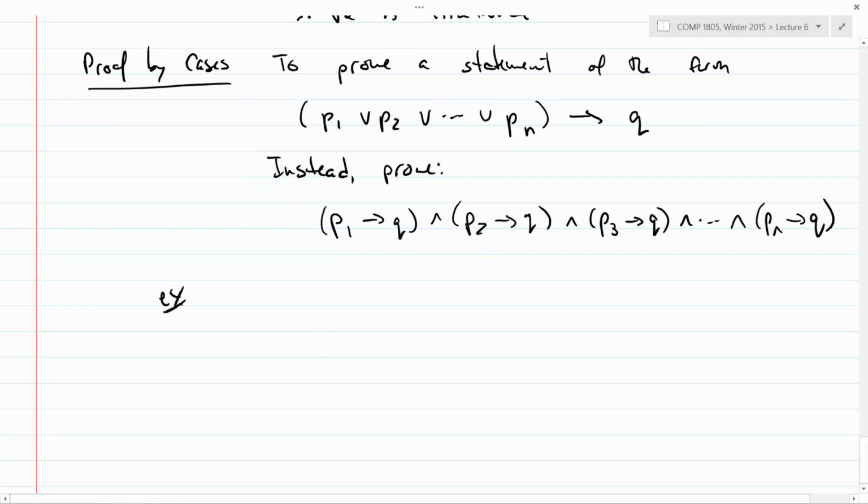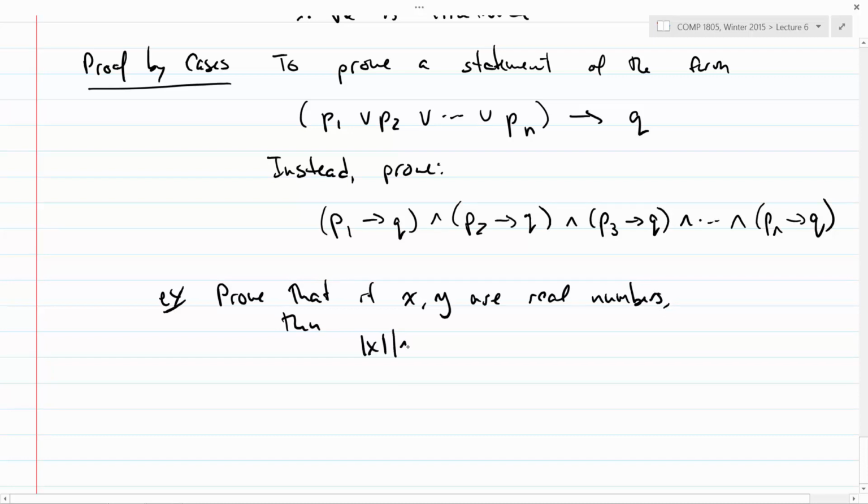Okay, I want to prove that if x and y are real numbers, then the absolute value of x times the absolute value of y is equal to the absolute value of x times y. So the product of absolute values is equal to the absolute value of the product.